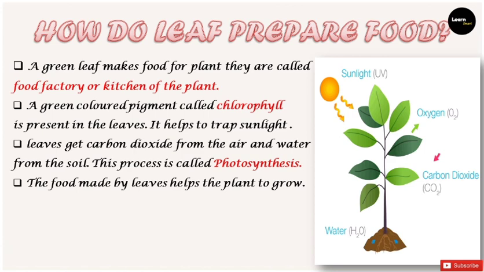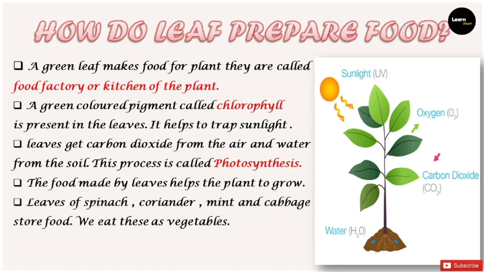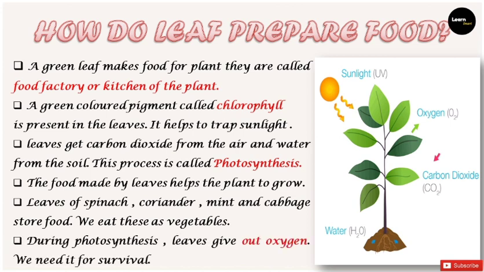The food made by leaves helps the plant to grow. Leaves of spinach, coriander, mint, and cabbage store food. We eat these as vegetables. During photosynthesis, leaves give out oxygen. We need it for survival.